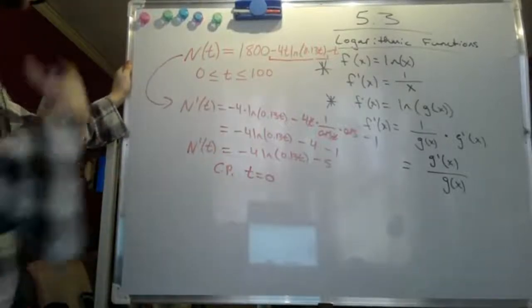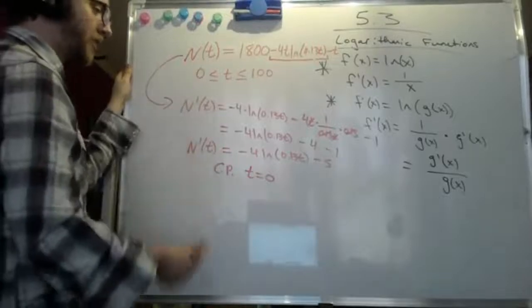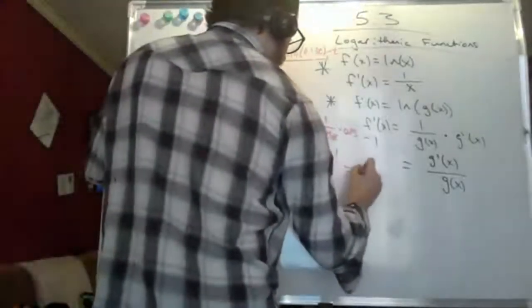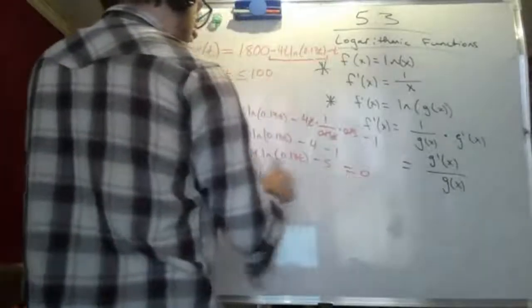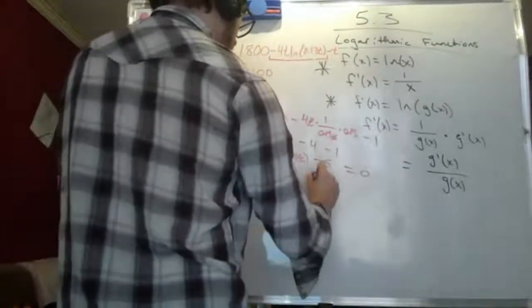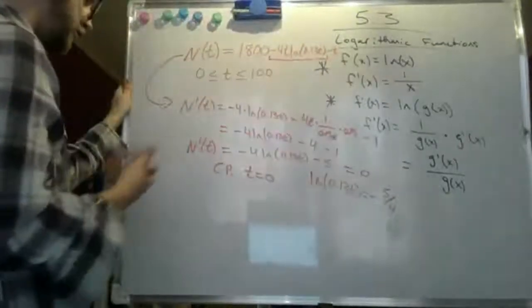Okay, so far so good. But now we want to know, where does this function equal 0? For what t does this equal 0? So we set it equal to 0, and I'm going to add 5 over, and then divide by -4. So I've got the natural log of 0.13t is equal to -5/4. Okay, so far so good.